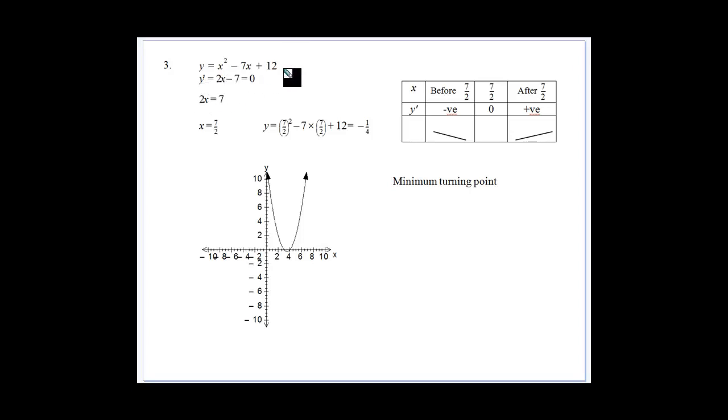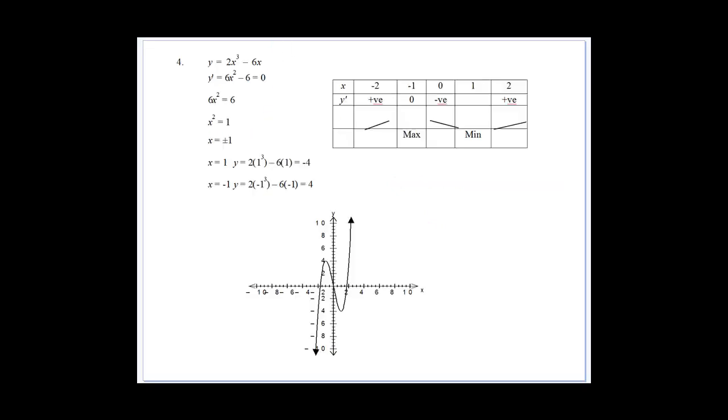So question 3 here, again, another easy parabola. So differentiate, solve to get x is equal to 7 on 2. We get our value of minus a quarter for y. So that's where it's going to turn. And it's a minimum turning point because we can test before and after, get a negative gradient, 0 gradient, and then a positive gradient. So it's a minimum turning point.